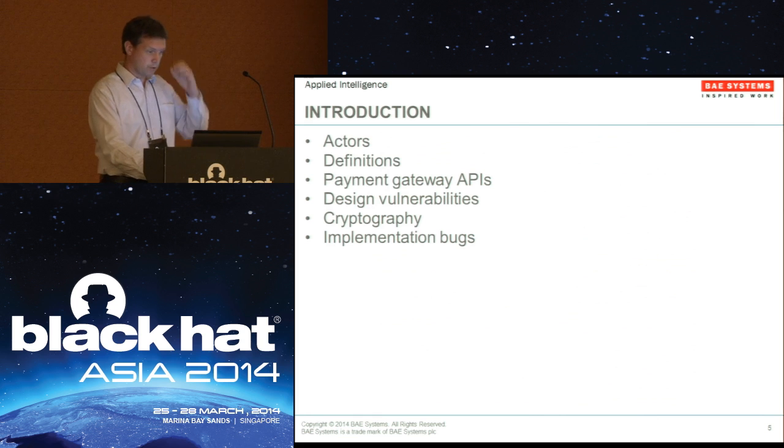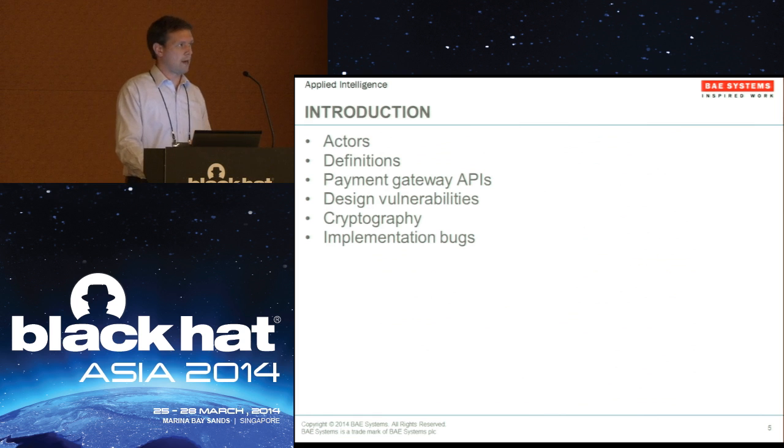So, a quick introduction. We'll talk about what the actors are in a normal online transaction, then some definitions. We'll look at payment gateway APIs, and then move on to the actual design vulnerabilities. We'll talk a bit about the use of cryptography, and finally we're going to discuss some implementation bugs. I have a couple of demos for most of these things.